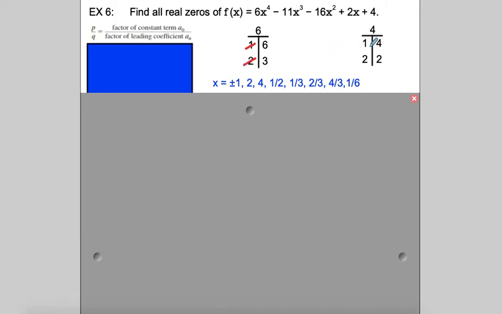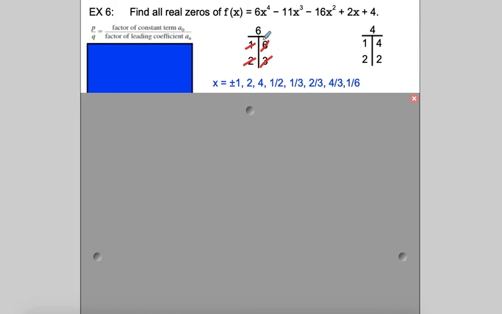Now I do over 3. 1 over 3 is a third. I already have that. 2 over 3 is 2/3. I already have that. 4 over 3. So I put everything over 3. Now I put everything over 6. 1 over 6 is 1/6. 2 over 6 is a third, which I already have, and 4 over 6 is 2/3. So now I put them all over 6.